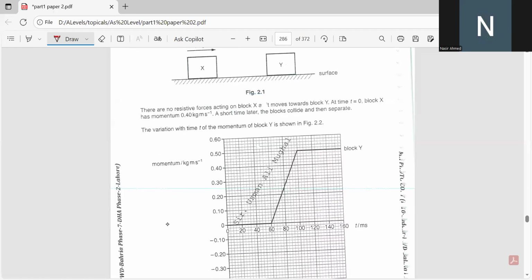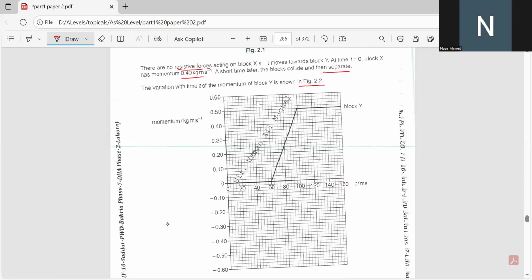Okay, there are no resistive forces acting on X, so it moves towards block Y. At time t equals 0, block X has a momentum of 0.4. A short time later, both collide and then they separate. The variation with time t of the momentum of block Y is shown in figure 2.2. This is a graph for the momentum of block Y.